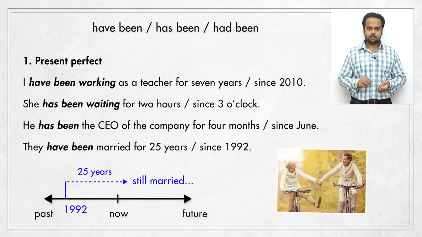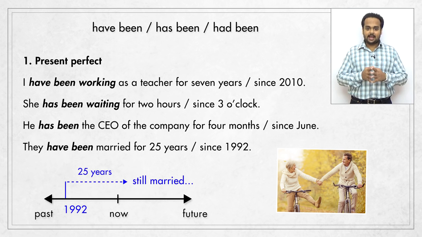Here's another example. They've been married for 25 years or since 1992. When did they get married? In 1992. Are they still married now? Yes. So they've been married for 25 years now.